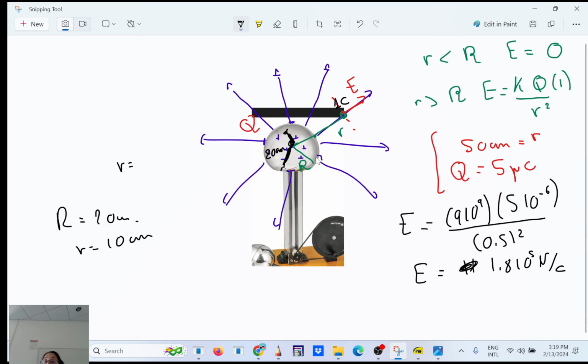What's happening inside a conductor? No electric field. So if I try to trick you, remember, because I know half of the class will not get it right, they will do this, okay? Equals to 0. Inside the conductor, the electric field equals to 0.